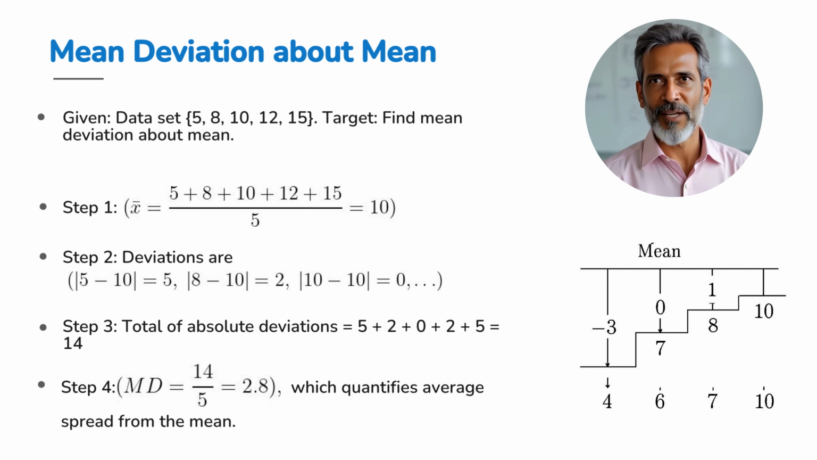Add these absolute deviations: 5 plus 2 plus 0 plus 2 plus 5 equals 14. Finally, mean deviation equals total absolute deviation divided by number of points. 14 divided by 5 equals 2.8. So, the average spread of the data points around the mean is 2.8. You can imagine a table showing data points, their deviations, and absolute deviations, helping you keep track step by step. Excellent! This example shows how mean deviation quantifies variability simply and clearly.